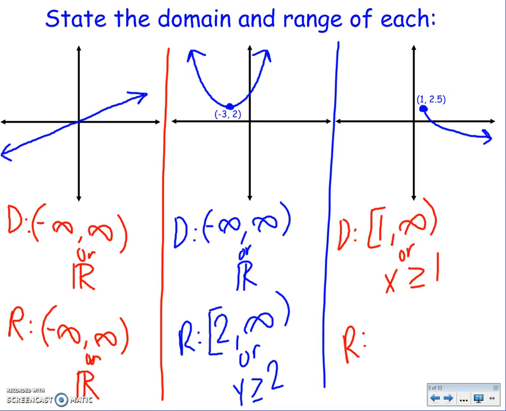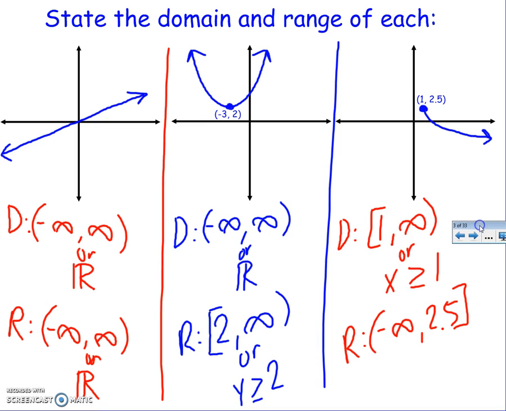Range, how low to how high? It goes down forever, negative infinity. The highest is 2.5, so closed on 2.5. And the other notation, y ≤ 2.5. 2.5 is on the right side, so it has to be smaller than or equal, less than or equal to that.